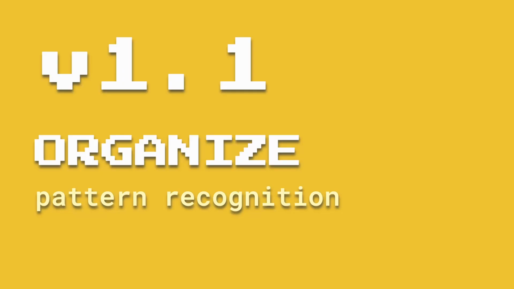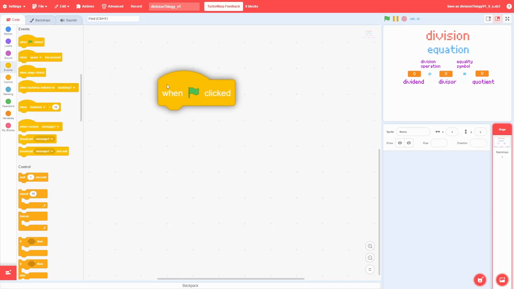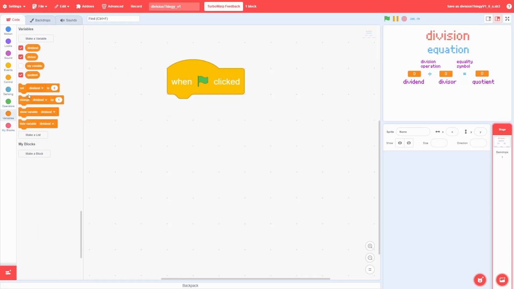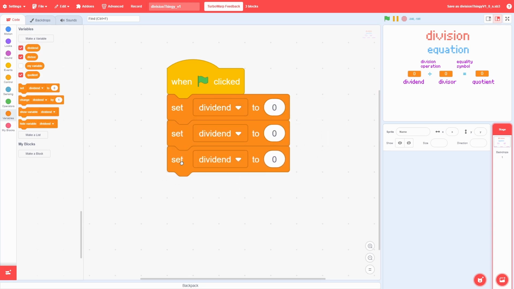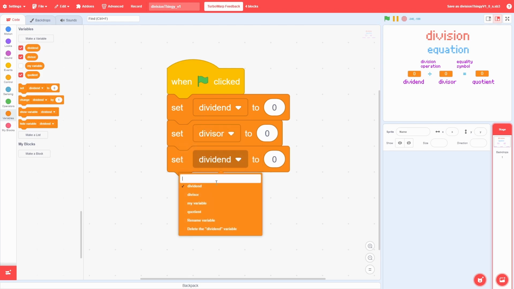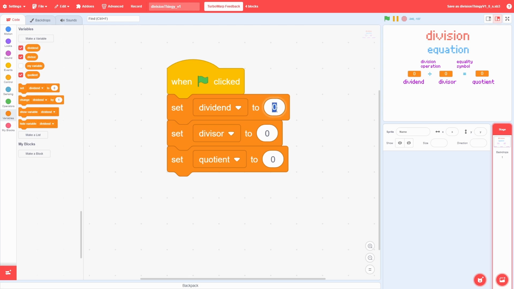So we go back to our code, and once again, create our when go flag is clicked. We want to set these 3 variables, but we're going to set them in a hard-coded way first. So dividend, divisor, and quotient. So we want to display that we understand division. So 10 divided by 2 equals what? Well, that makes 2 groups of 5. All right, so now we've hard-coded it. We have organized our information. We click, and there we go.